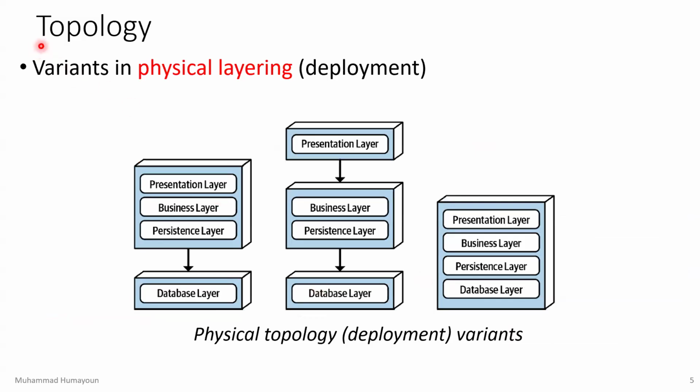These are some variants or topologies, some physical layering, the different ways you can arrange your layered architecture. You may have a separate database layer where your database resides, maybe on the same system or in another system, and then your presentation, business, and persistence layers in one component. You can have three components: presentation layer, business layer, and persistence layer together, and a database layer. Or you can have everything in one place, in one application package component.